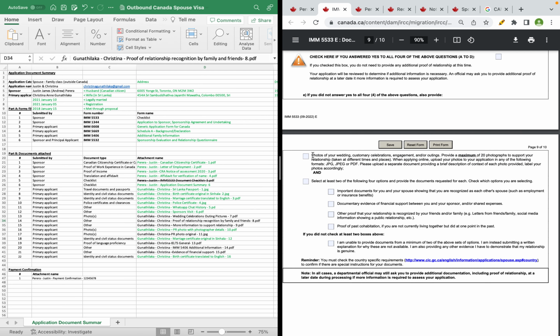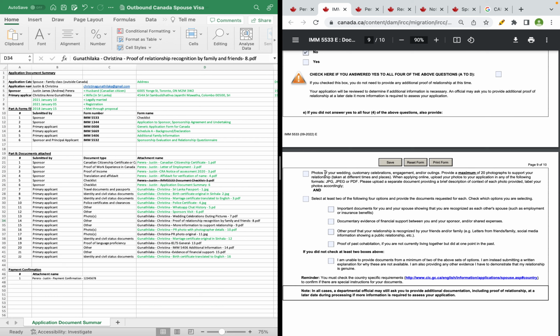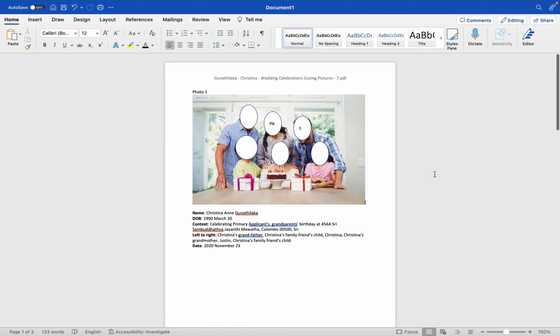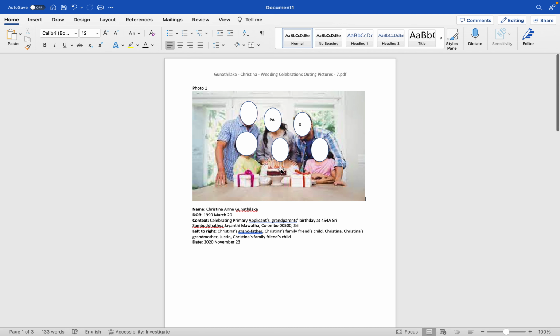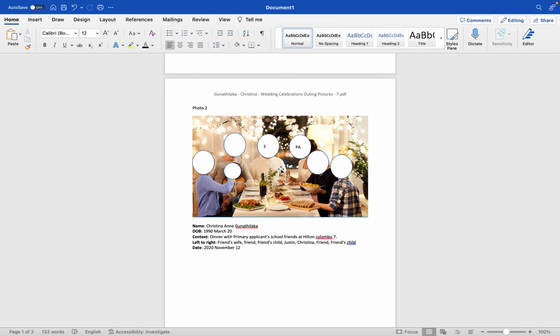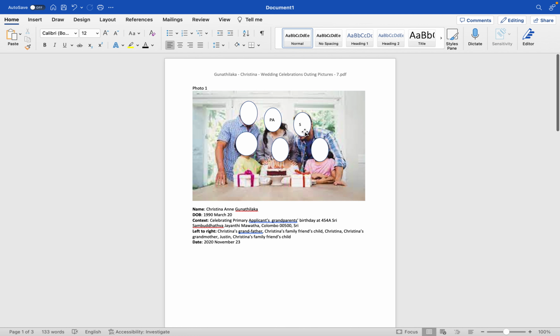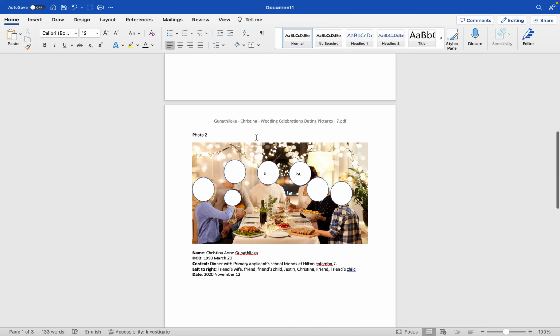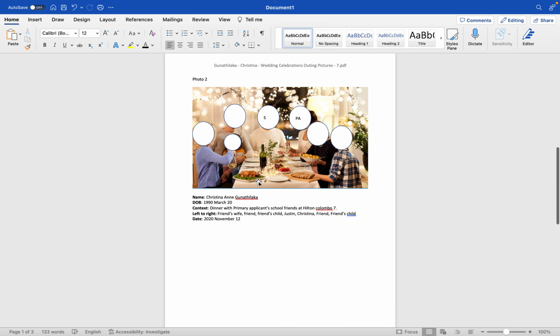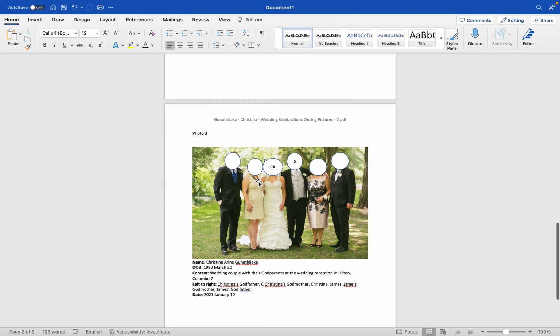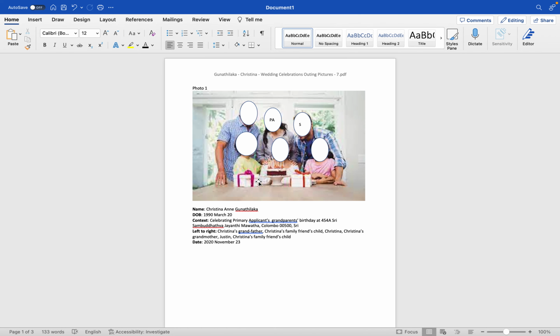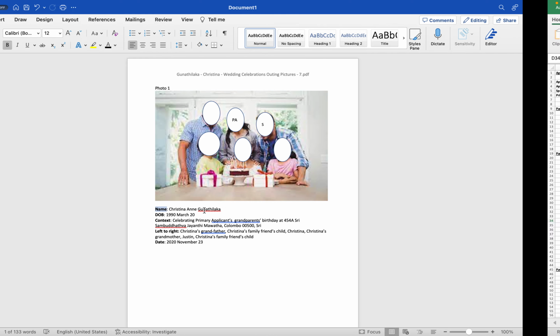Okay, providing supporting hints for this one: photos of wedding, customary celebrations, engagement, or outings. I did something like this. So you simply take pictures of both of you, the principal applicant and the sponsor, with family and friends, and you select 20 of such pictures. Okay, and what you do is you put them on a Word document and you provide the name.